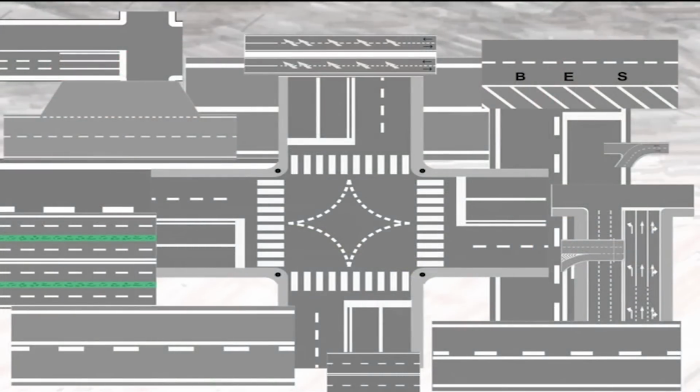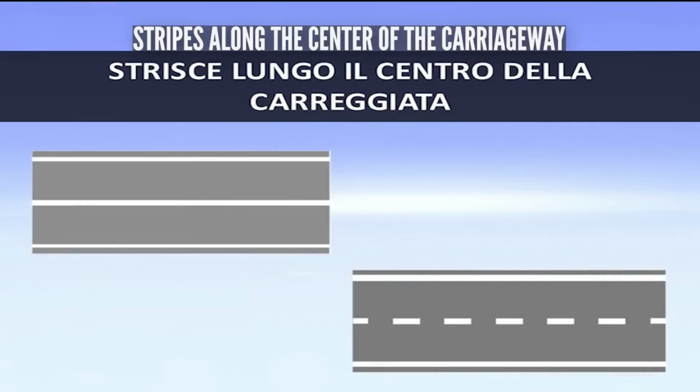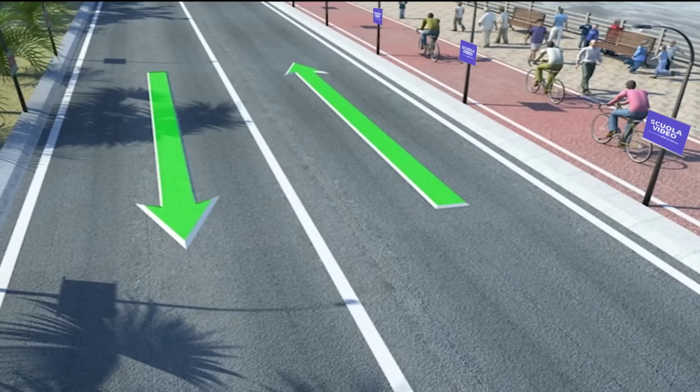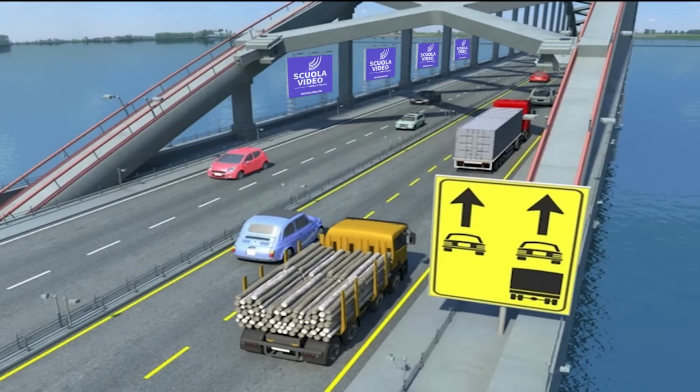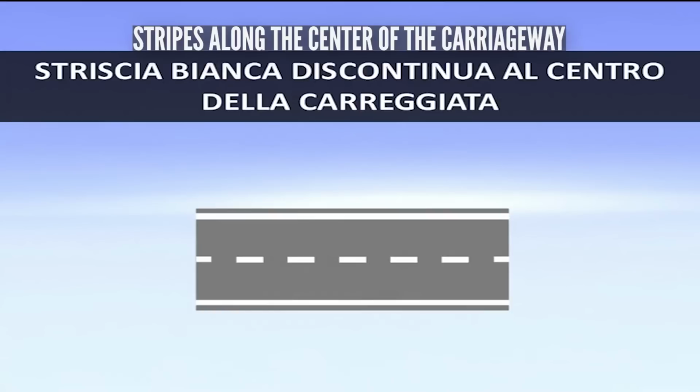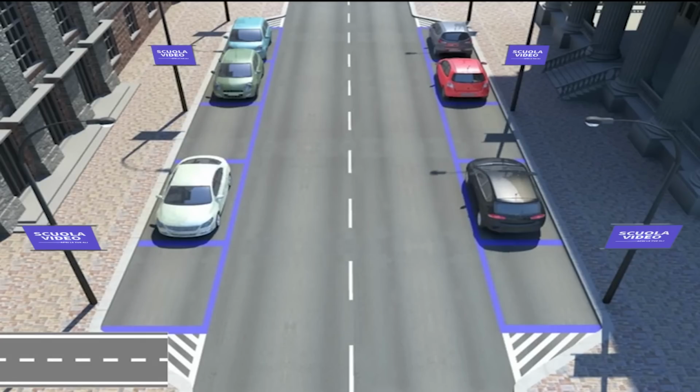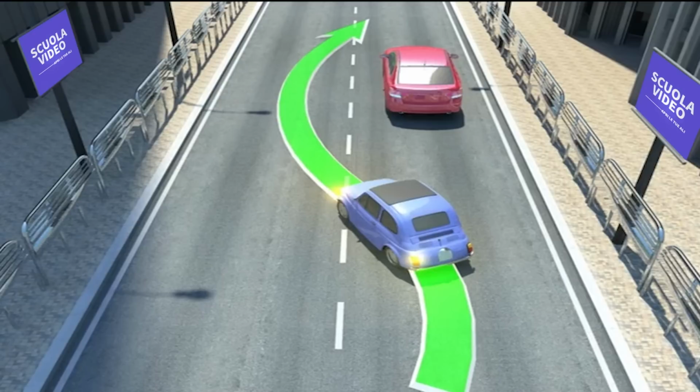Now let's see in detail the various types of road markings and the behavior they impose on drivers along the center of the carriageway. The middle strip can be continuous or discontinuous, dashed. They are usually white in color, but may be yellow in the presence of road works. Discontinuous white stripe in the center of the carriageway is the strip that divides the carriageway into two lanes.